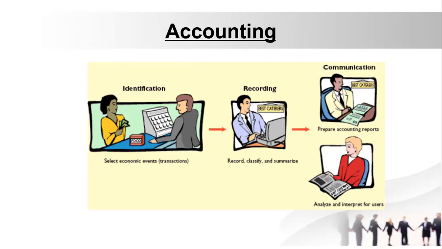So the next one, after classifying, we should summarize. And it is the preparation of financial statements. So before we communicate, we summarize first. Preparation of financial statements which include the statement of financial position, income statement, statement of comprehensive income, statement of changes in equity, and cash flow. Actually, there are also notes to financial statements. Later on we will discuss those one by one. Okay?